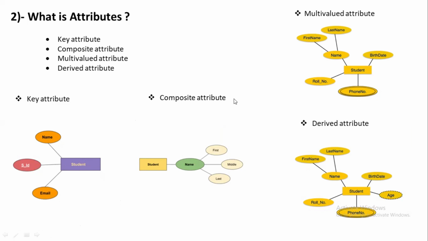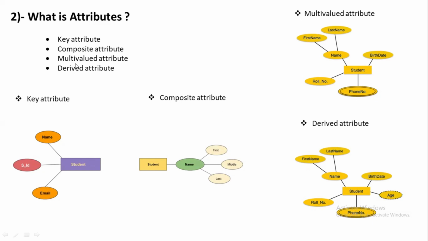When coming to the composite attribute, an attribute that is a combination of other attributes is known as a composite attribute. It is possible to break down composite attributes. For example, we can take the student entity, where student name is the composite attribute. The student name is divided into three parts: first name, middle name, and last name. This is the entity, this is the attribute, and these are the composite attributes.